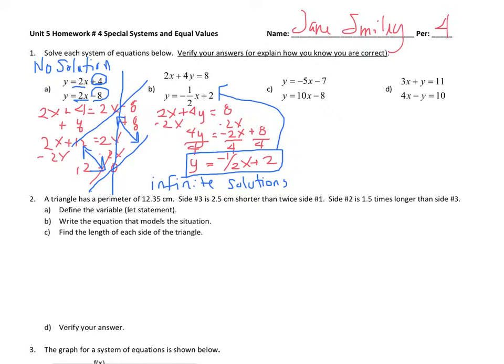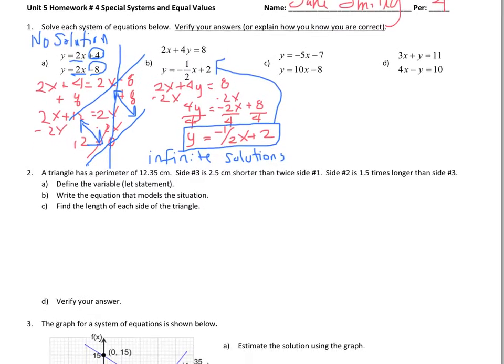C and D are fairly regular. You get a little bit of unwhole numbers, in other words, fractions or decimals, for C, but you should be able to answer them using equal values. Let's take a look at 2 now.